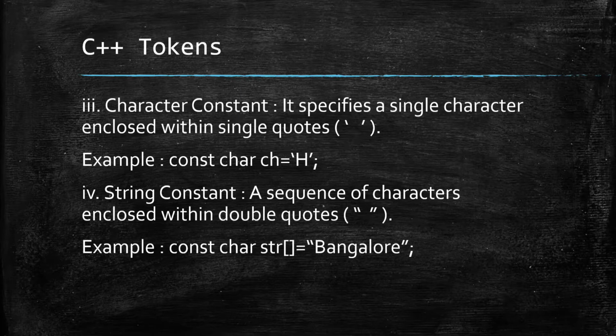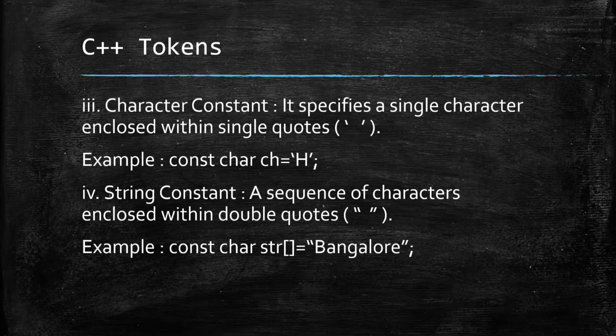Next, coming to the string constant. So what is a string constant? A sequence of characters enclosed within double quotes. To say it in simple language, a character constant holds only a single character, whereas a string constant holds more than one character. If it's more than one character, it's a sequence of characters, and string constants are always enclosed within double quotes.